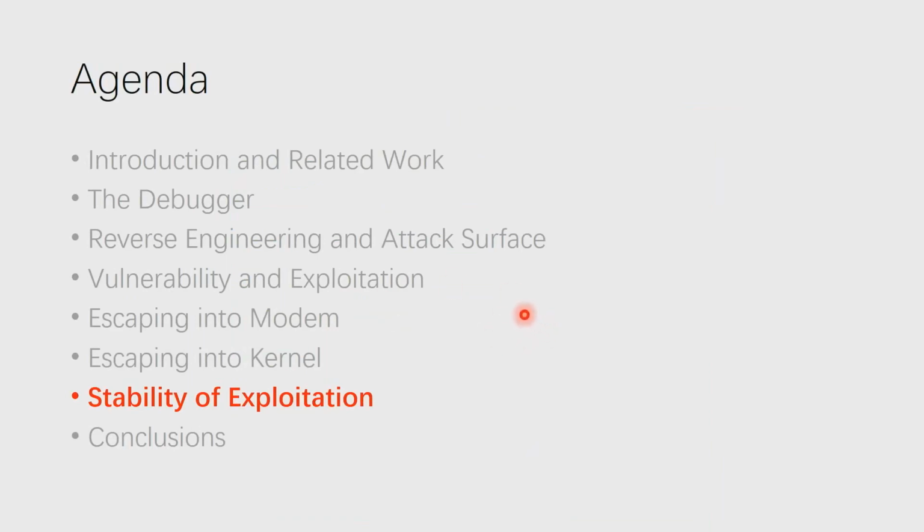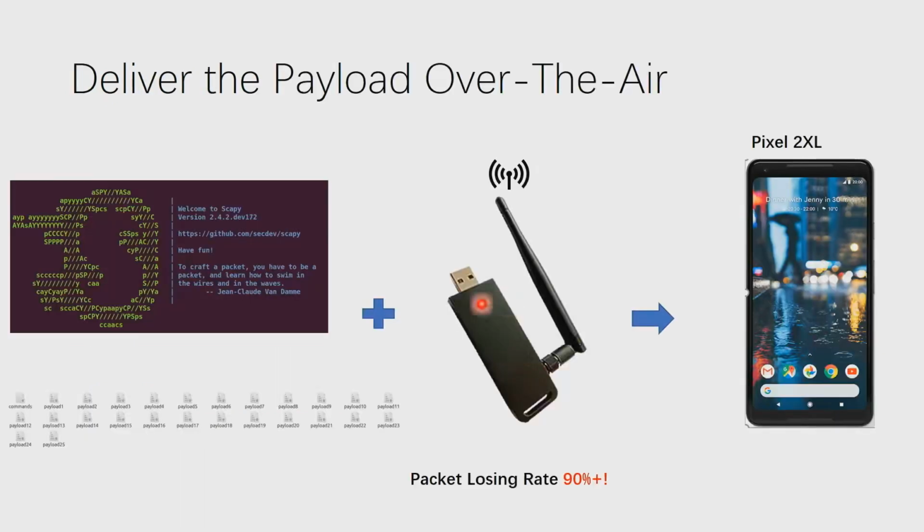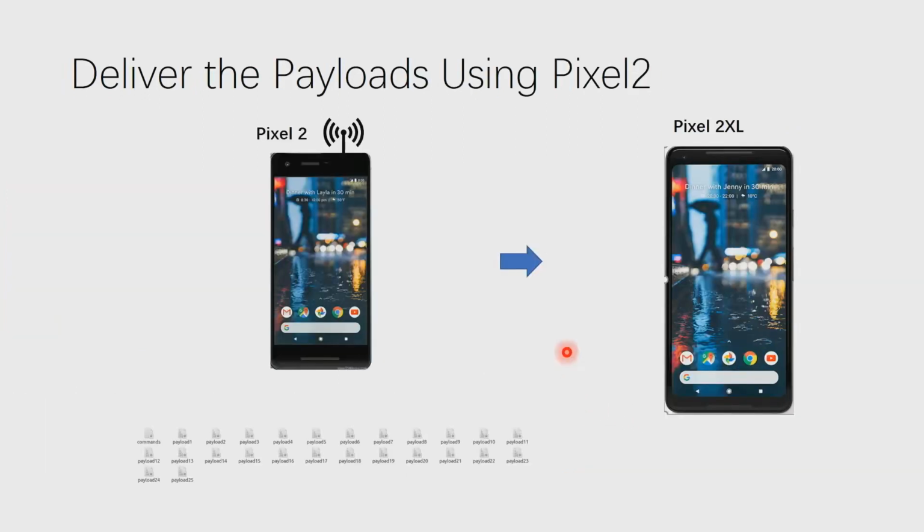But before we watch the demo, I would like to talk a little more about the stability of the exploitation, because we are sending the packet over the air. It's a wireless packet, so there are some stability issues. When I did the test, I was using a Wi-Fi dongle, just like this one, and the Scapy software to send out the payload. But the packet loss rate is very high, almost 90% of payloads are lost. That makes our exploitation very unstable and it will crash every time. We are unable to complete the whole exploitation chain.